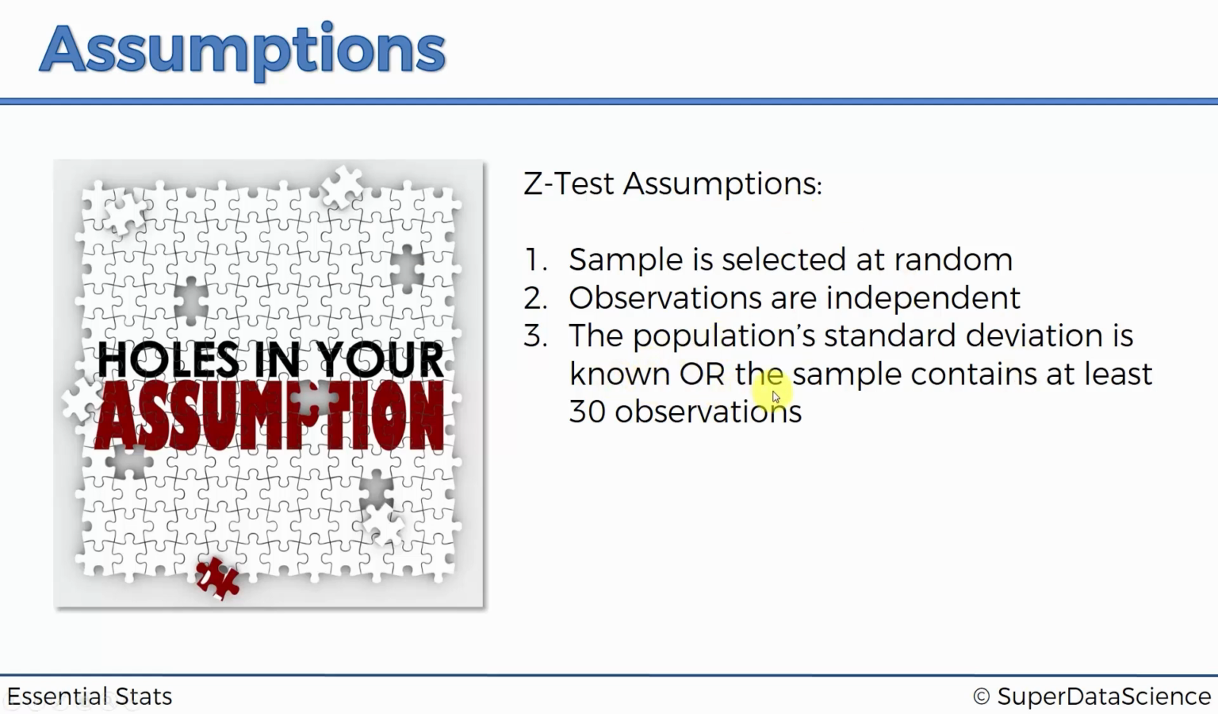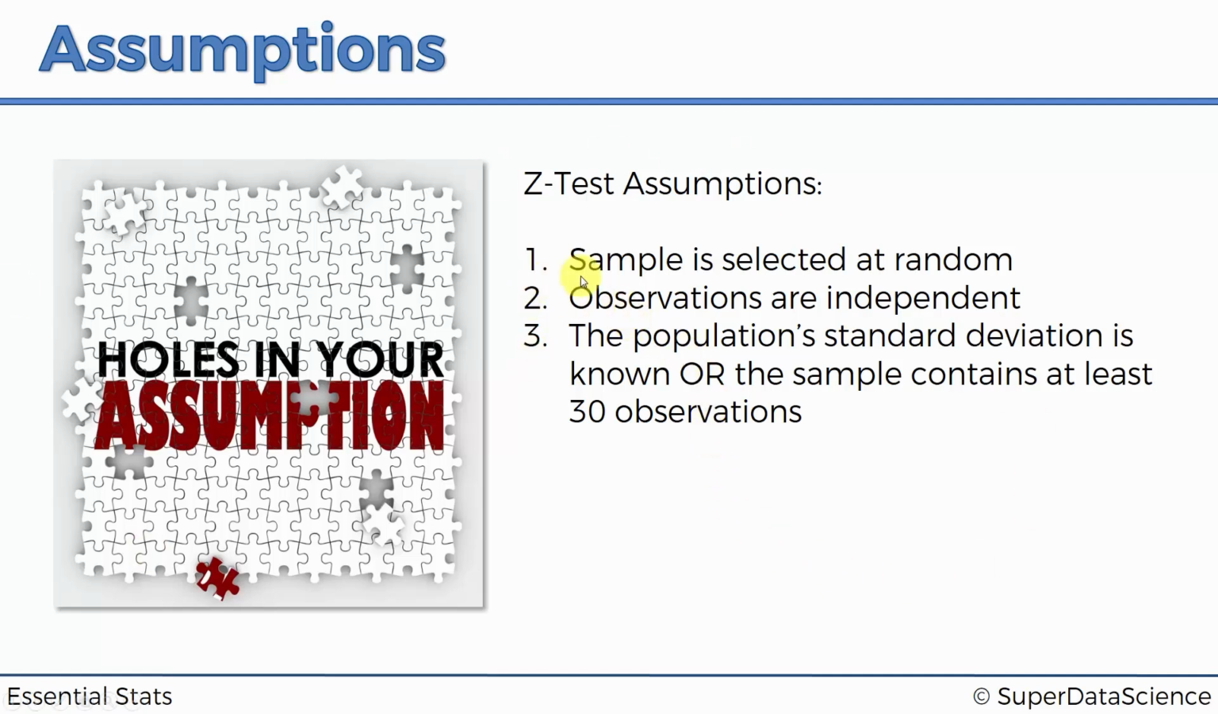And the thing about the sample size of 30 is that when you have 30 observations or more, the t-distribution is very close to a normal distribution. So in this case, it doesn't matter whether you run a t-test or a z-test. It only matters when you have fewer than 30 observations in your sample. We'll talk more on that later when we get to the t-test. But for now, those are the assumptions of the z-test.